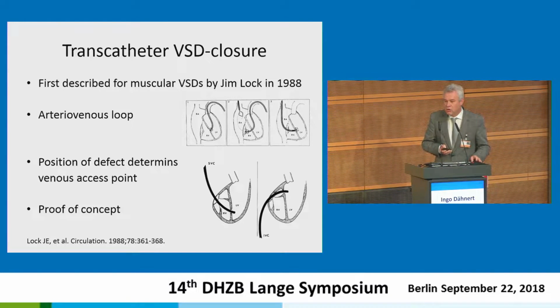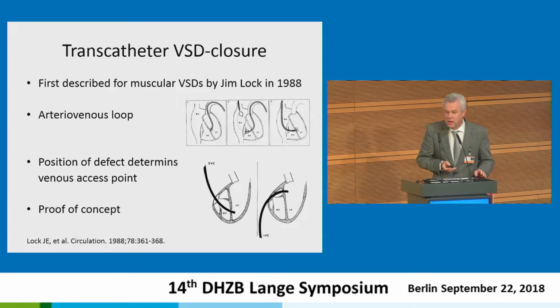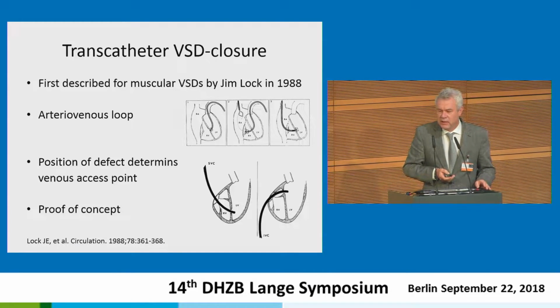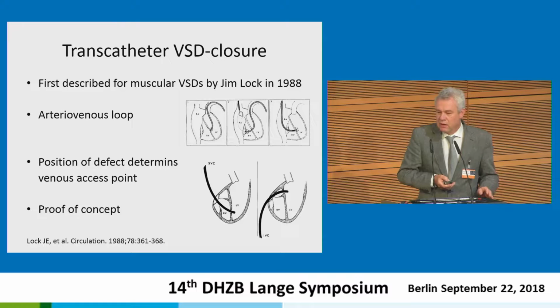Transcatheter VSD closure was first described for muscular VSDs by Jim Locke in 1988, and he did all the basic work on that. He described the arteriovenous loop we still have to do today in most cases. He also described that the position of the defect, which should be closed, determines the venous access point. So if the defect is apical, we have to go from the jugular vein, and if the defect is higher up, as in the perimembranous defect, we have to go from the femoral vein. And he proved the concept.